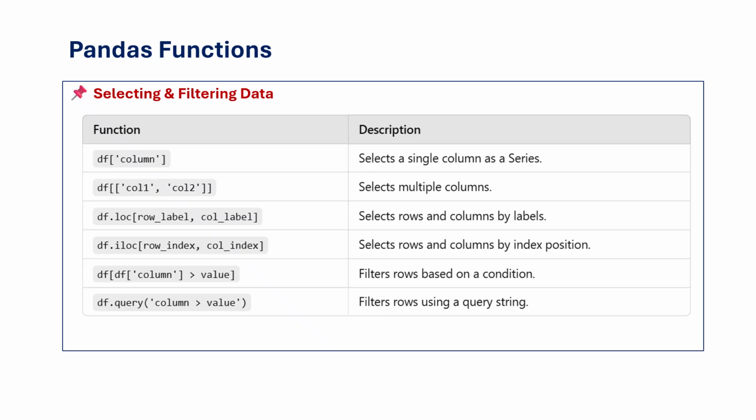Filtering data is used to extract data based on a specific condition. It helps us to find only the records that satisfy a particular requirement. For example, in a student marks dataset, we can filter students who scored more than 80 marks. In a sales dataset, we can filter products with sales above a certain value. Pandas also allows filtering using multiple conditions. This helps us to perform detailed analysis on datasets.